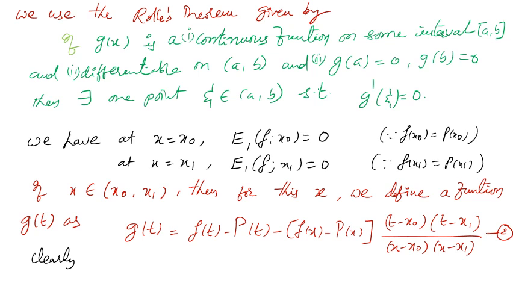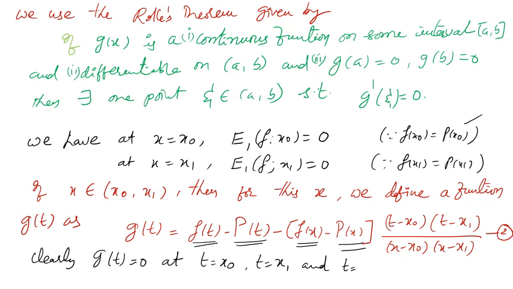Now clearly, what is g of t? g of t is equal to 0 at what points? If I put t equal to x0, f of x0 and p of x0 are the same, so this part is 0, and here also f of x0 minus p of x0 is 0. So g of t at t equal to x0 is 0, and similarly t equal to x1 also gives 0. And one more point, if I take t equal to x also, g of t is 0. You can observe clearly by substituting t equal to x0, t equal to x1, and t equal to x in expression 2, g of t will be 0.